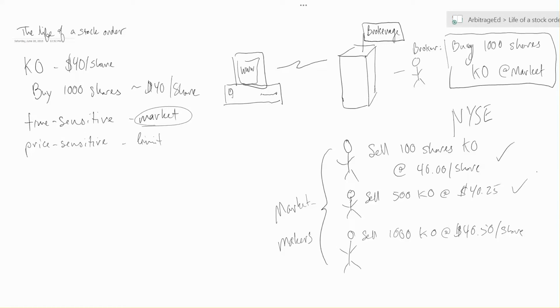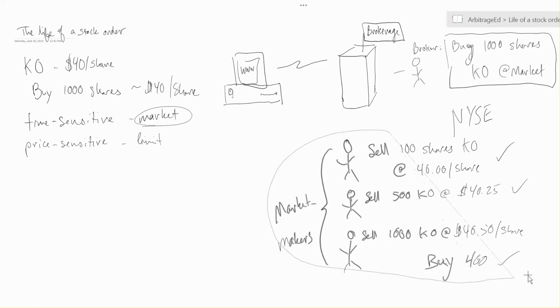And now I'm left with 600 shares. I need to buy another 400 shares to fill my order. So the next guy is willing to sell 1,000 shares, but his price is a little bit higher. It's $40.50 a share. So I'm just going to buy the remaining amount on my order, 400 shares.